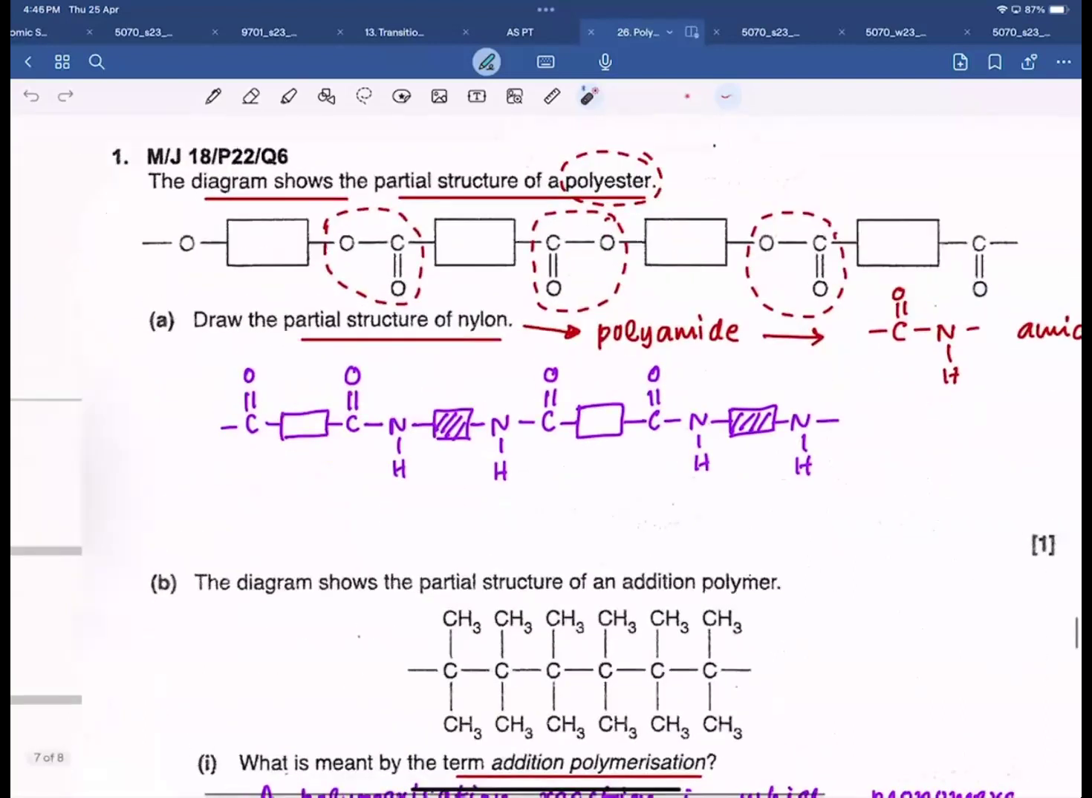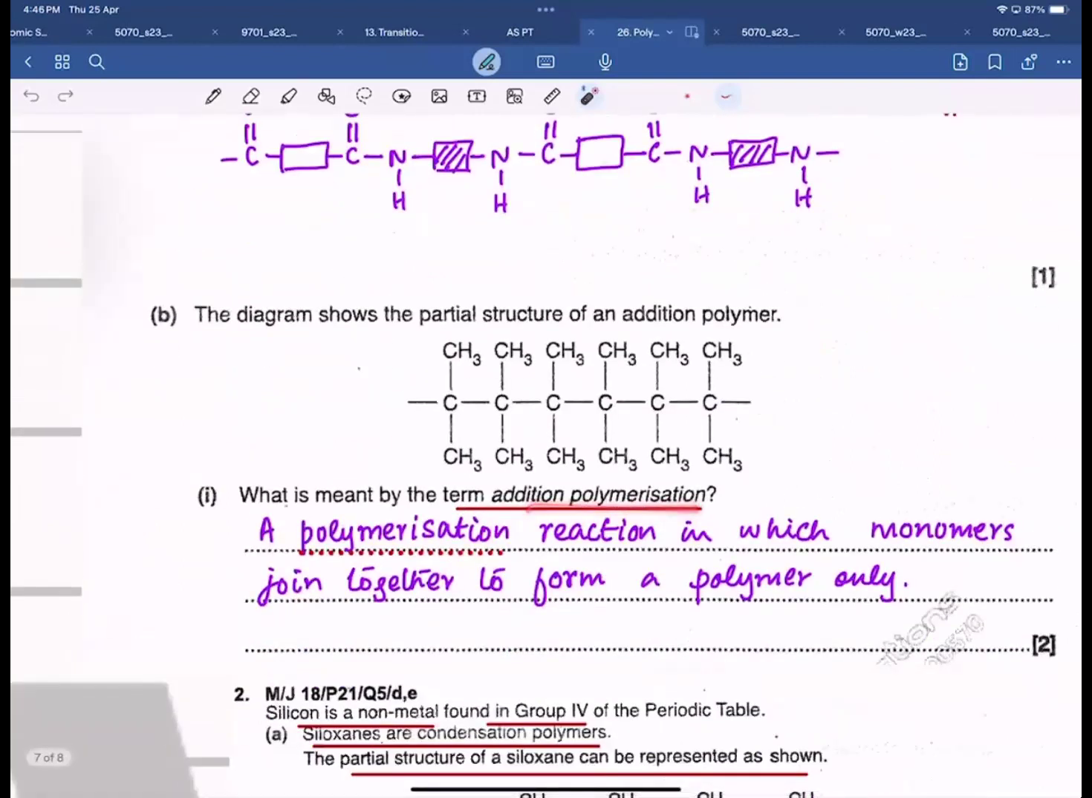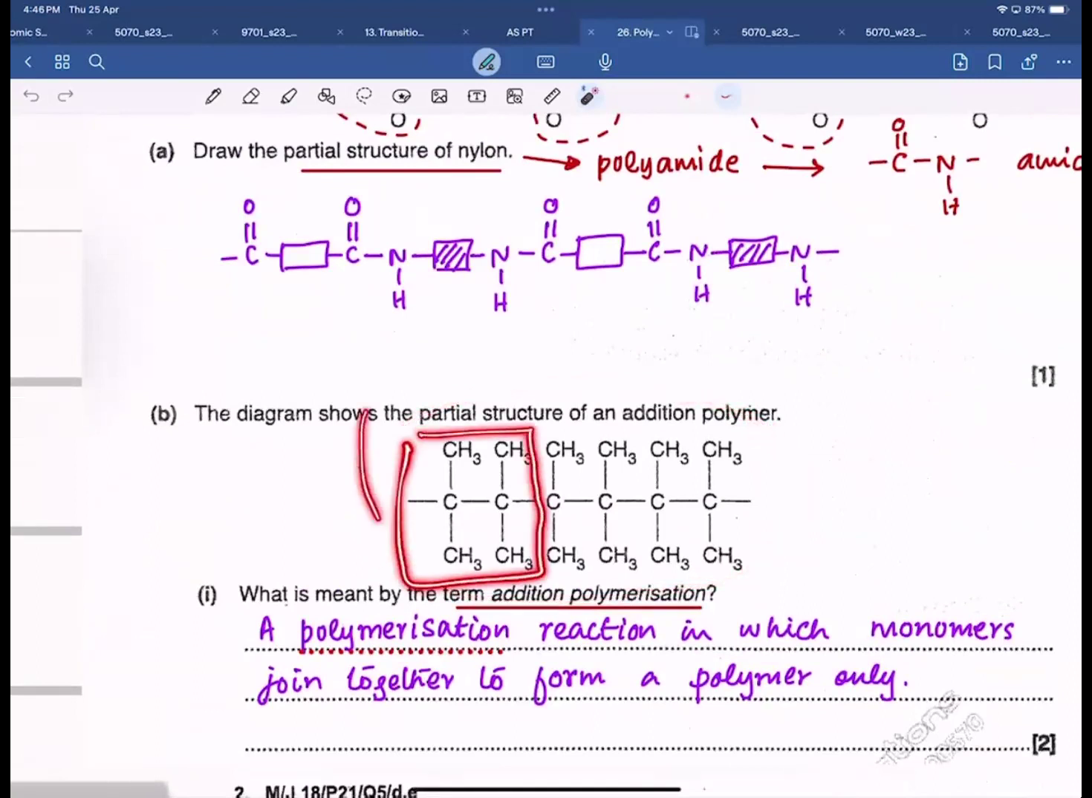Now, they ask you to define addition polymerization. I have told you, it is when monomers join together to form a polymer only and nothing else is formed, then it's addition polymerization. For example, if they ask you to draw its monomer, we identified this is the repeat unit. So we draw this one repeat unit over here, and then put the double bond in the middle. So that becomes a monomer.